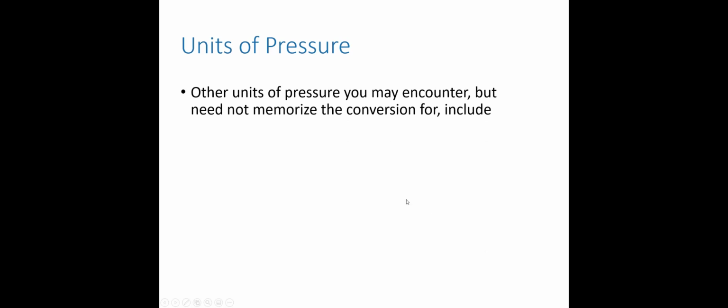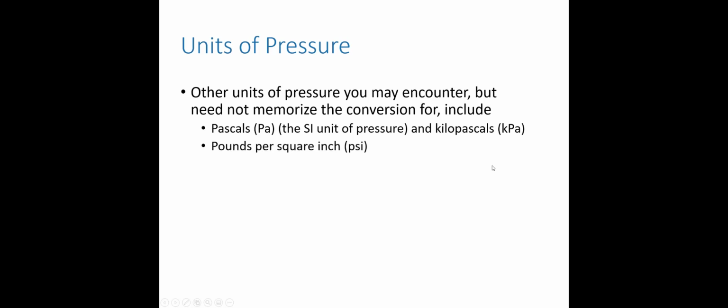There are many other units, as I mentioned a moment ago. However, you do not need to memorize these units. So the Pascal is the SI unit of pressure. It is an extremely small value, and so we usually would use kilopascals instead. Pounds per square inch should be familiar to you from your tires. Bars and millibars, which you probably have not encountered.